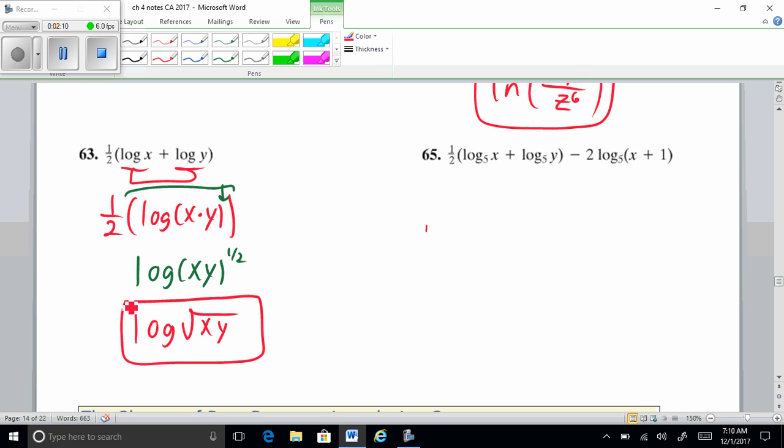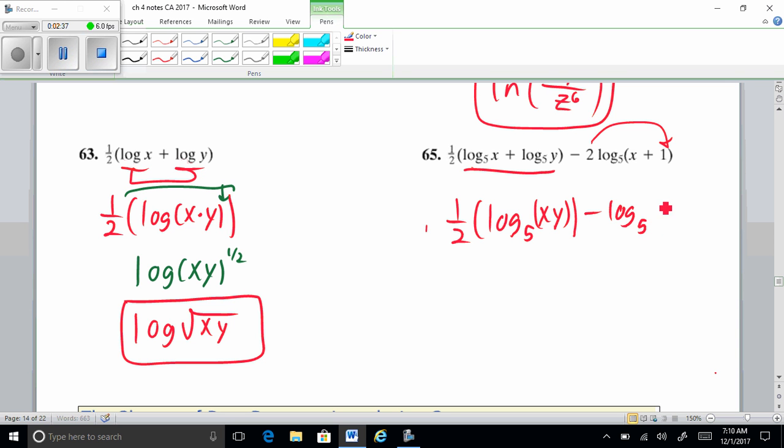All right, on 65, that one's a lot like what we just saw on 63. So we'll go ahead and take care of this part first. So you've got your 1/2. And let's see, we got log base 5 of xy. And then if you want to, we can already move the 2 here because there's not really anything to do here. So let's see, log base 5 of x plus 1 raised to the 2nd power. And then now we can move that 1/2 over here.